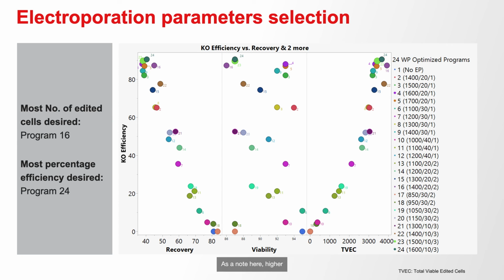As a note here, higher viability indicates healthier cells that are more likely to exhibit normal physiological function. And even though initial recovery may be lower, the cells exhibit a robust ability to recover over time, reaching similar viabilities in a short amount of time.